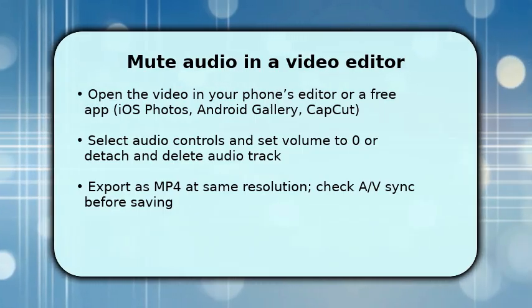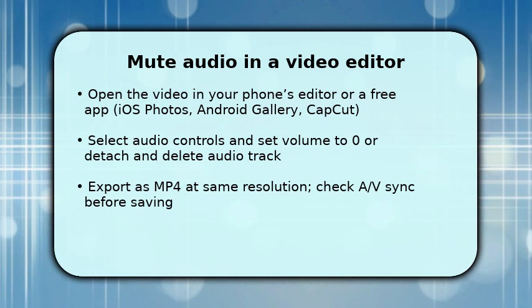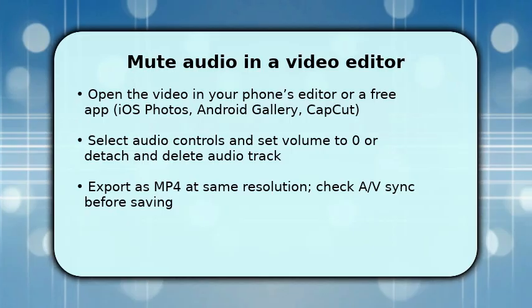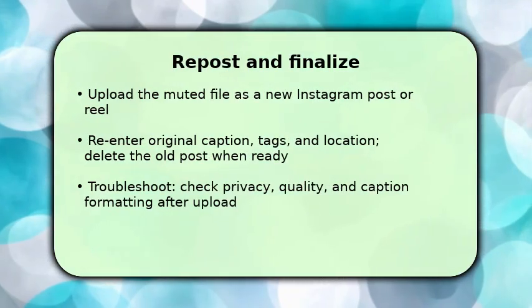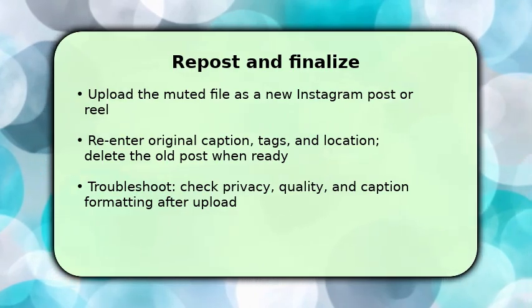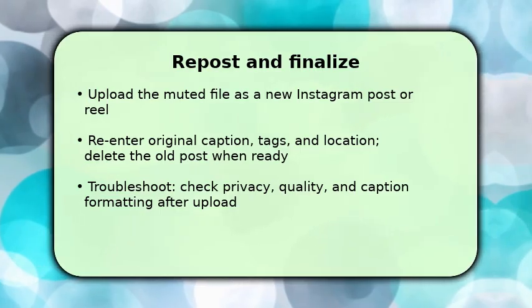Make sure to preview the exported file to confirm the video plays correctly without sound, and that lip sync is unchanged if any overlays remain. Finally, upload the muted video back to Instagram as a new post or reel, making sure to select the same cover frame and re-enter your original caption, tags, and location.